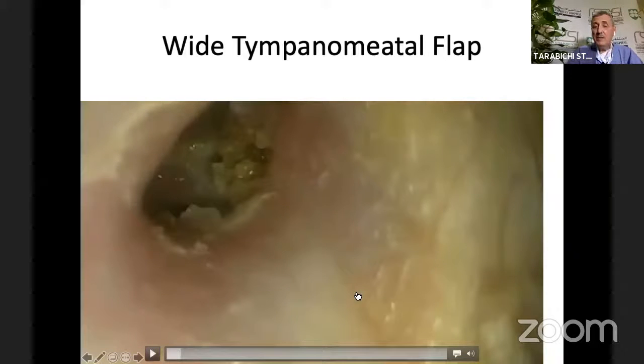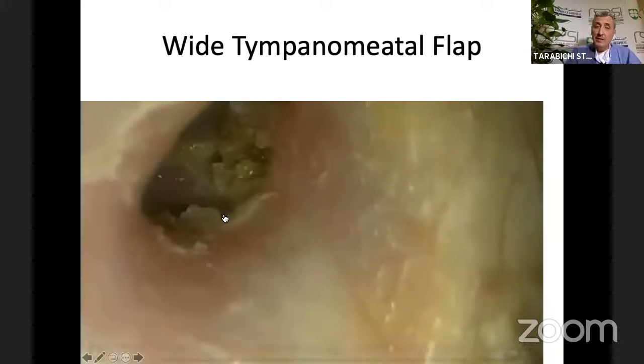Now, I just want to make one point here: you see that here I made the tympanomeatal flap quite long, and I have to tell you that I changed this. This is clearly a cholesteatoma.